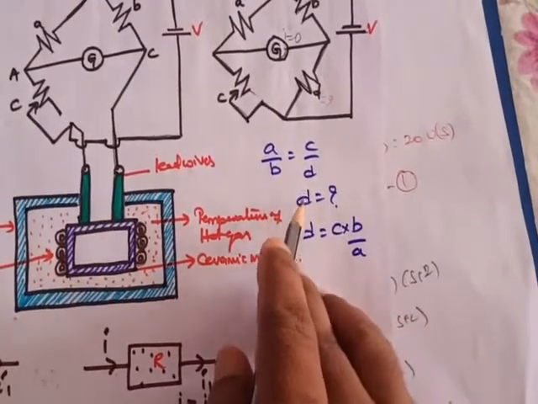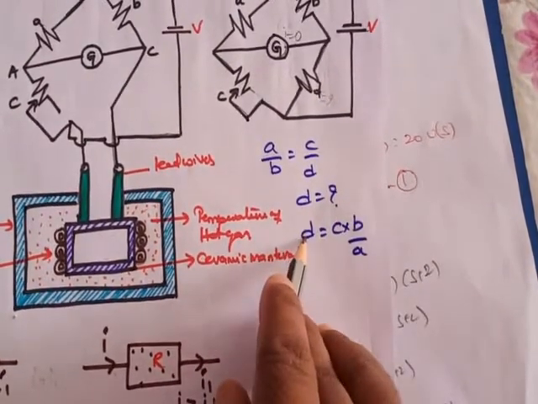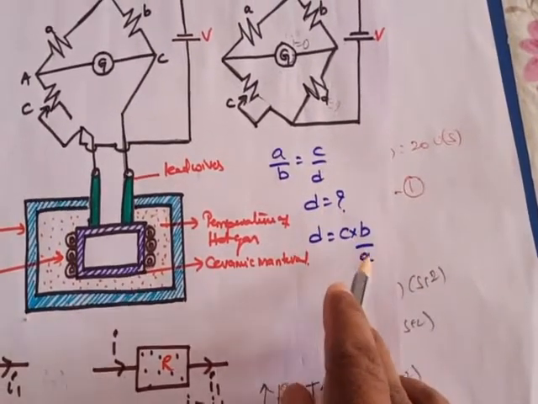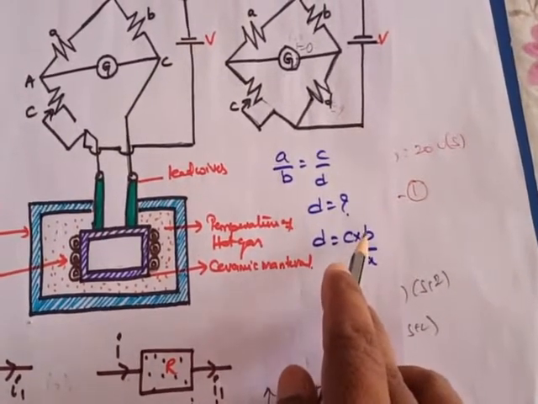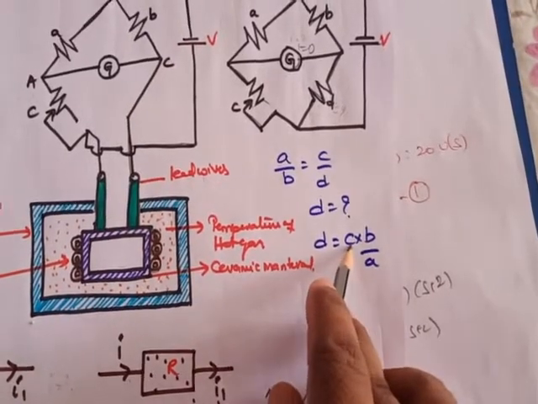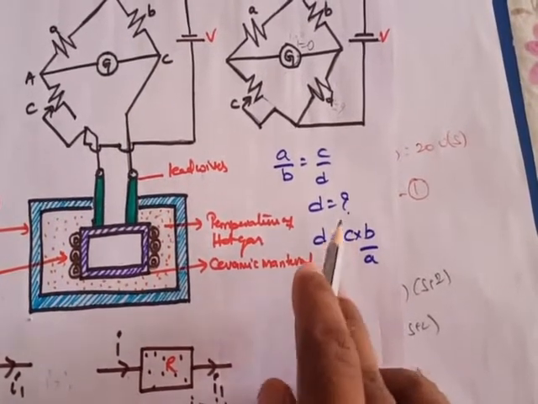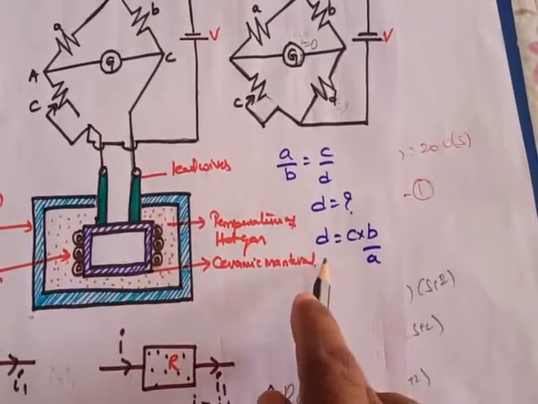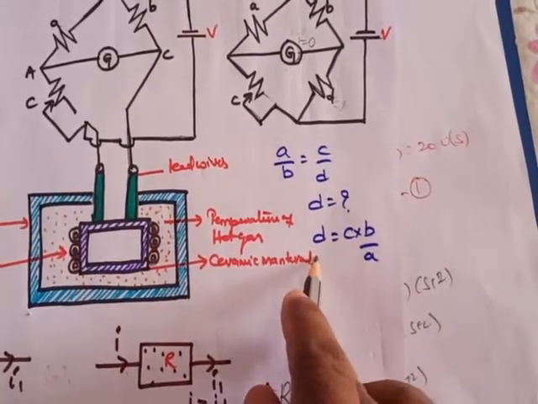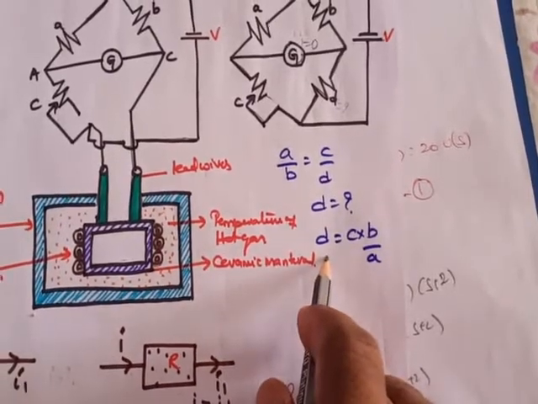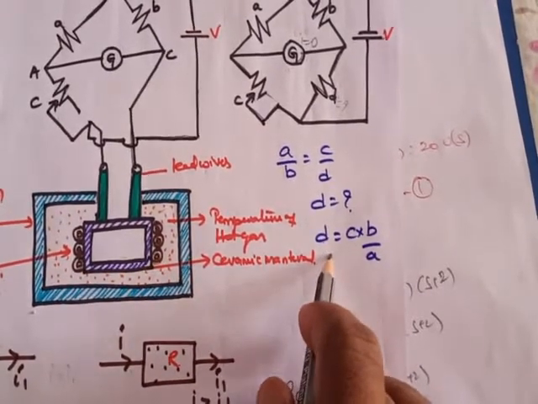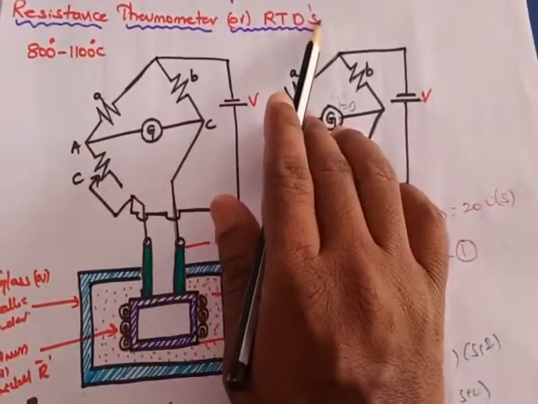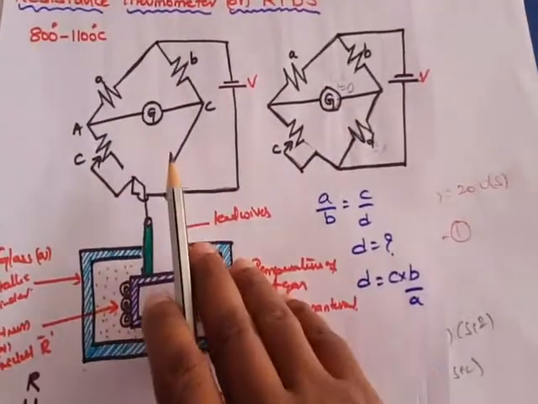So from this formula, what does D equal? D equals C into, if you bring this side, B by A. You already know the values of B and A, and you have already adjusted the value of C. From this you can find out the value of D. So what you are finding here is the value of resistance, or change in resistance. This change in resistance indicates the measurement of temperature in resistance thermometers or RTDs. We'll see in detail how it is happening.